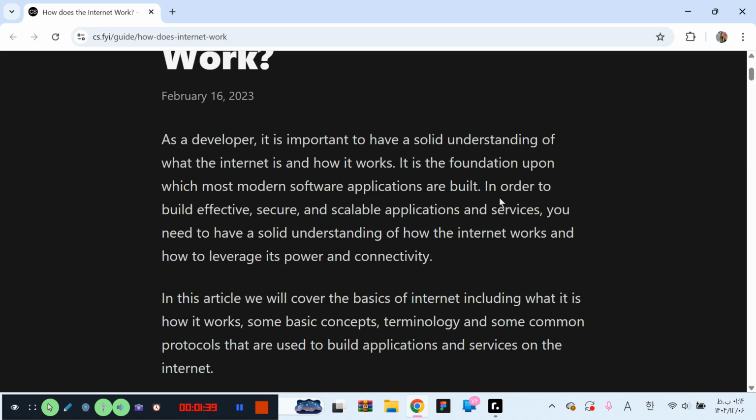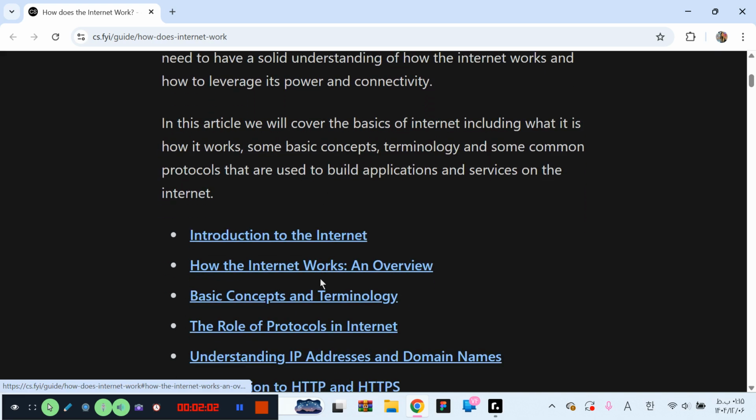Okay, let's get going. In order to build effective, secure, and scalable applications and services, you need to have a solid understanding of how the internet works and how to leverage its power and connectivity. As I said, you need to know how it works to use the power. In this article, we will cover the basics of the internet, including what it is, how it works, some basic concepts, terminology, and some common protocols that are used to build applications and services on the internet.